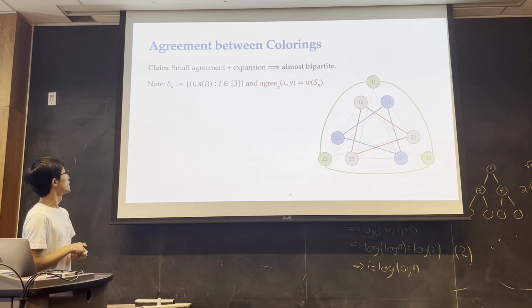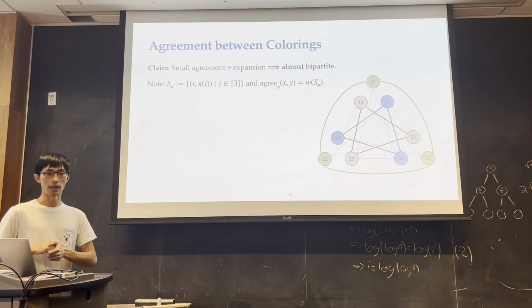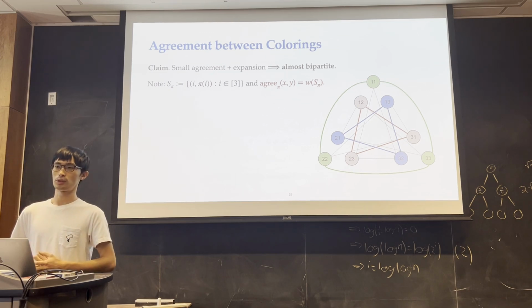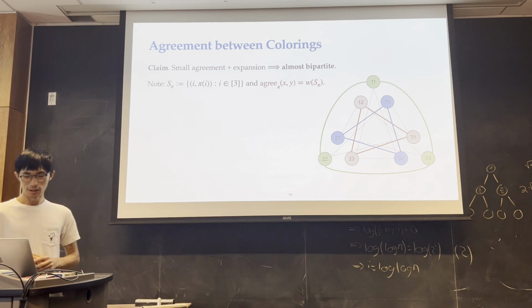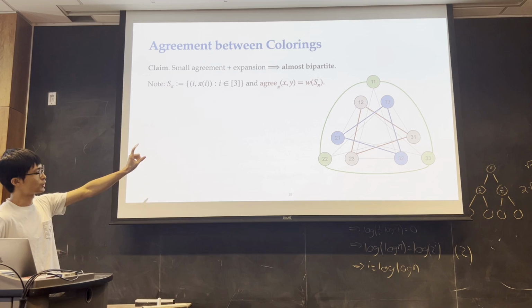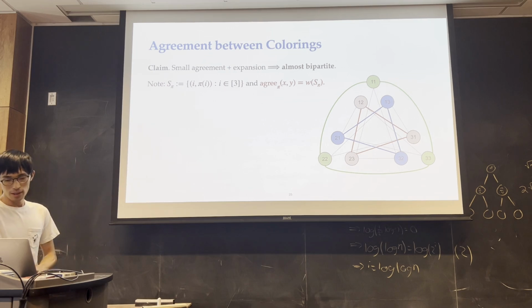I'm going to define S_pi to be the set of (i, pi(i)), where i ranges from 1 to 3. So each S_pi in this graph corresponds to one triangle that looks like this. And then the agreement of x and y, according to pi, is exactly the weight of S_pi.